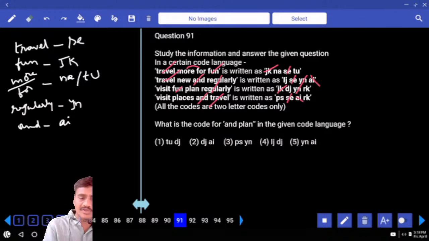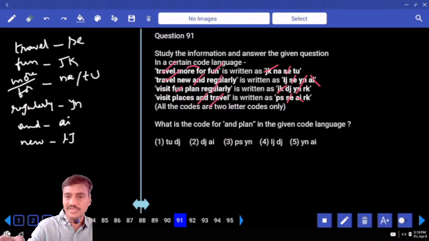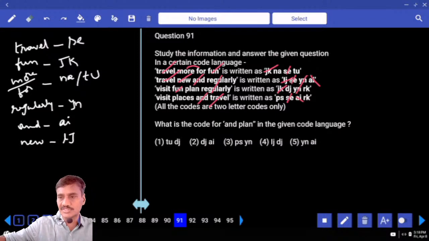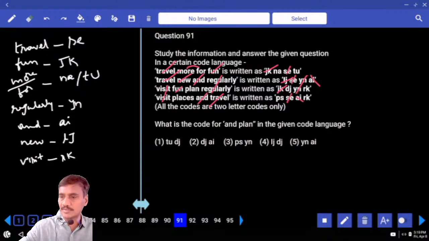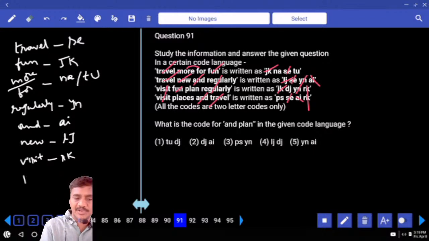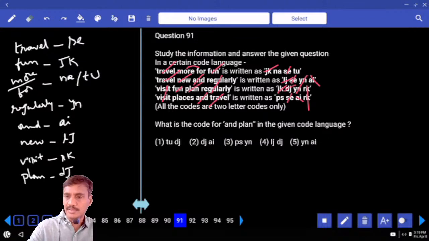And in the second one, new is the word left. And what is the code left? LJ. The code for new is LJ. And next one, and widget. If you compare 3 and 4, widget is the word that is common. And the code that is common between these two is RK. The code for widget is RK. And next one, plan is left. And the code for plan is what? DJ. Plan is DJ. And places is PS. Now these are the words and their corresponding codes.